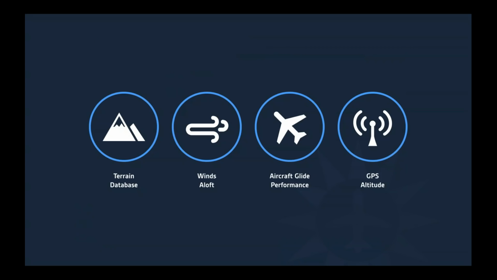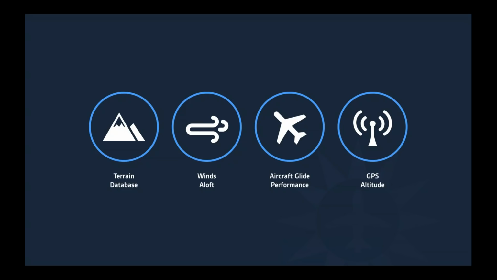So how Glide Advisor works is it looks at the ForeFlight terrain database, the global terrain database we have. It looks at the winds aloft forecast information. It looks at your aircraft's glide performance, which you have to add to the system, and which I'll show you how to do in a minute. And then it looks at your GPS altitude. And based on all of these things, it draws out a realistic range, a glide distance based on wherever you are.